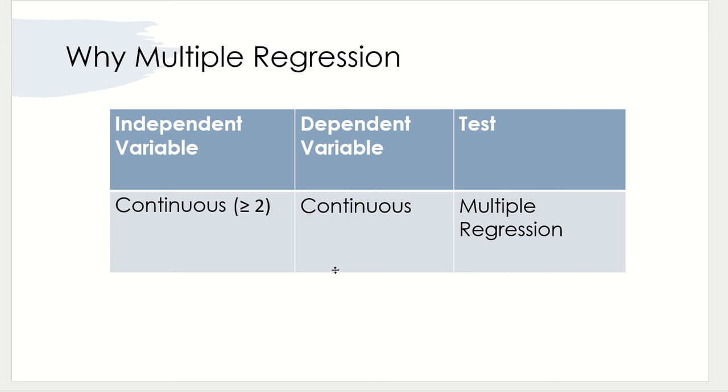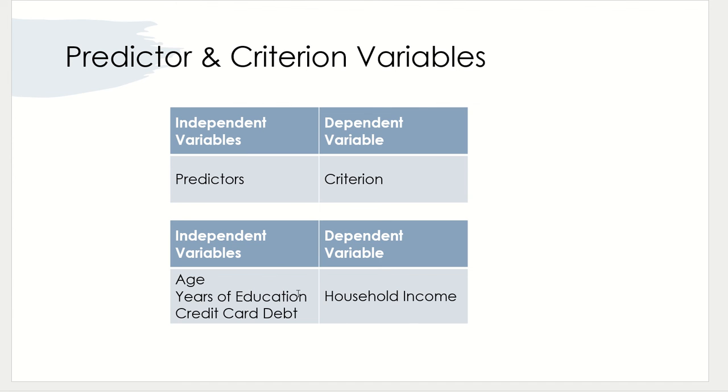Also, you should remember that for a multiple regression, or for a regression equation, you should be using continuous data, which is ratio or interval data, for both your independent variables and dependent variable. Also, please note that in a multiple regression, independent variables are actually referred to as predictors, as well as dependent variables are referred to as criterion variables.